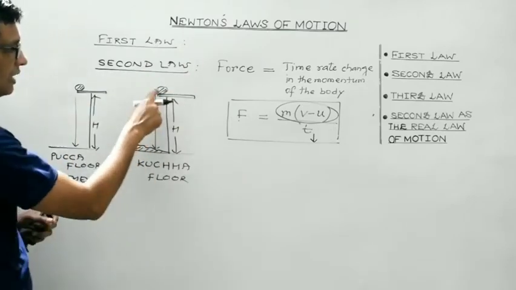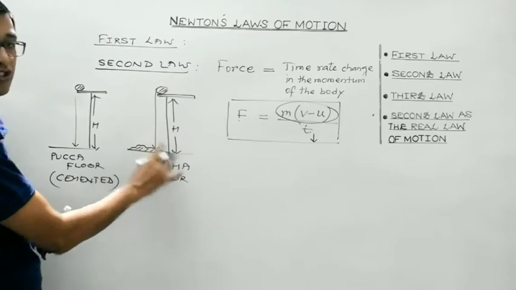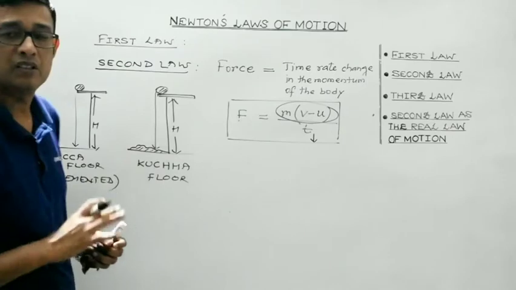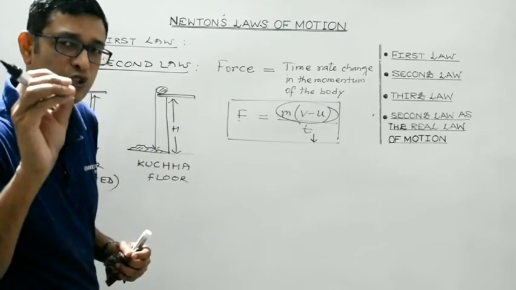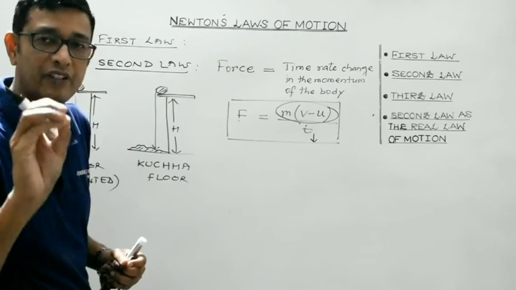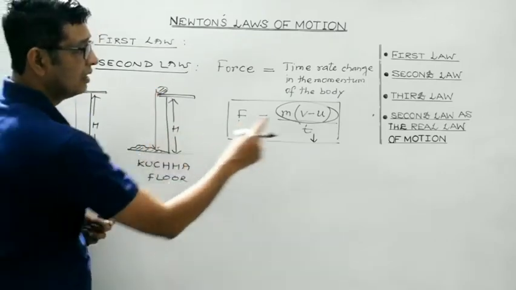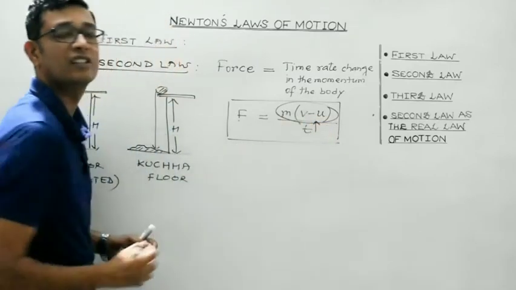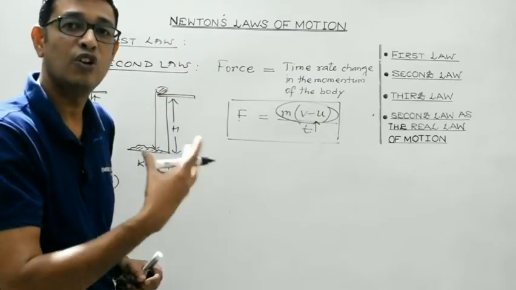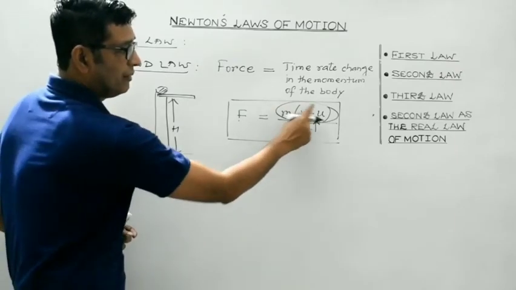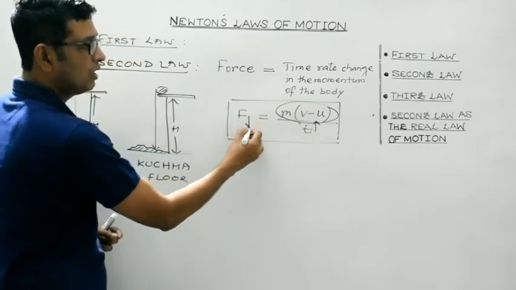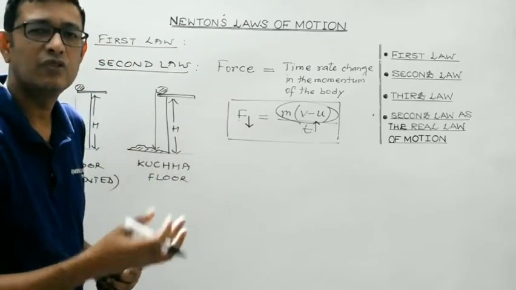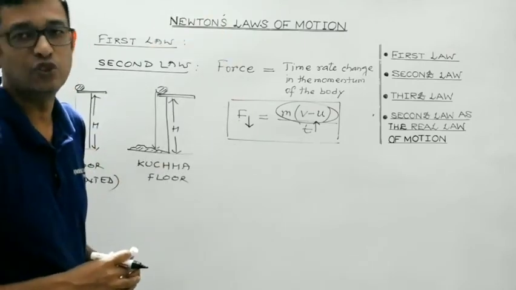While on the other hand, if the same person falls through the same height on a kacha floor, which is having a heap of sand, in this case also, the person falling on the kacha floor will eventually come to rest. Its final velocity will eventually become zero. But in this case, the same change in the momentum will take place in much longer time. So if t increases for the same change in momentum, the impact of force will decrease. And in this case, the probability of the person getting hurt will get sufficiently reduced.